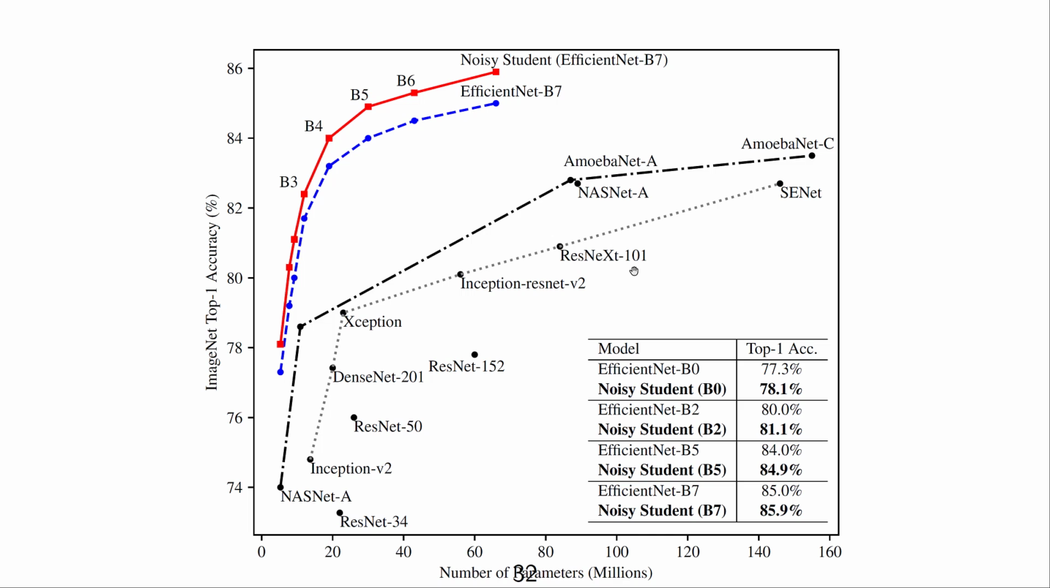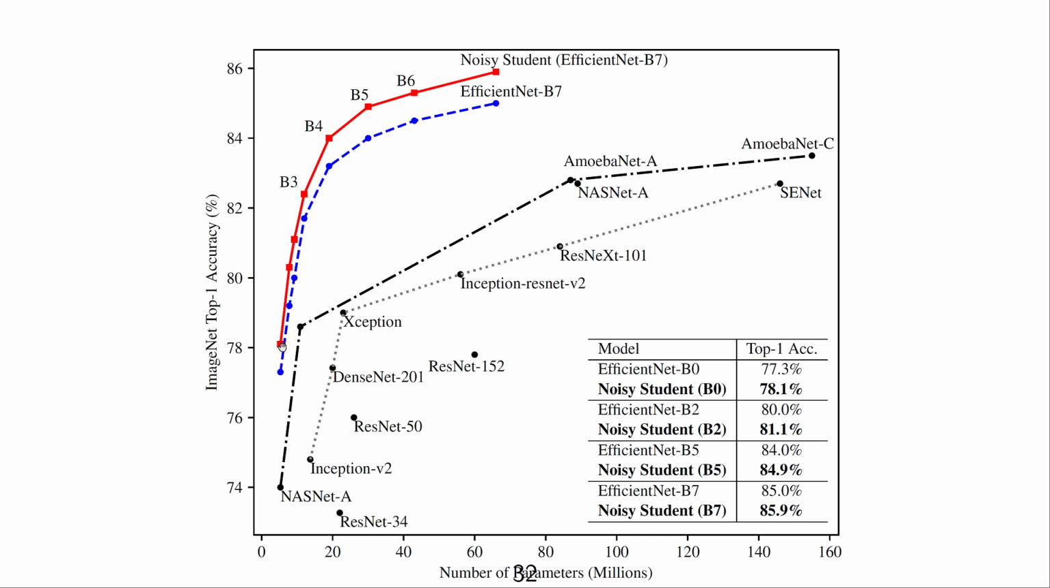So let's look at the final result. What we see in this figure is the previous state of the art using EfficientNet in blue, and then using this noisy student training idea is giving us the red curve. Since it's higher accuracy, it's better. And the improvement in ImageNet top 1 accuracy is quite significant. It's about 1%.